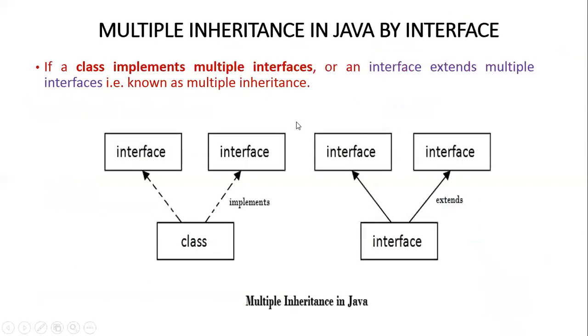But multiple inheritance can be achieved by using interfaces. If a class implements multiple interfaces or an interface extends multiple interfaces, that we call multiple inheritance achieved through interfaces. So here we can see a class can implement more than one interface, or an interface can extend more than one interface. You can refer to my video on interfaces to know more detail about these interfaces.